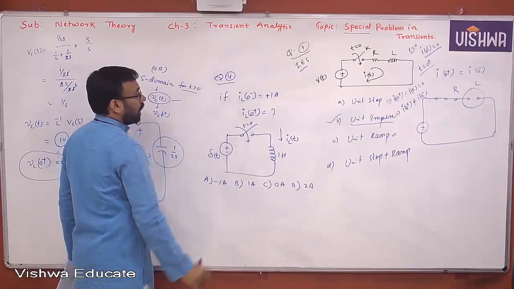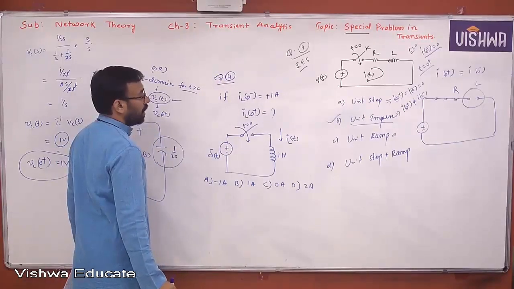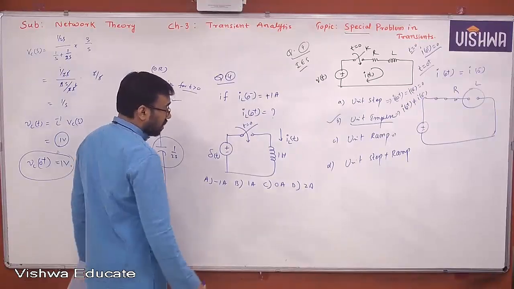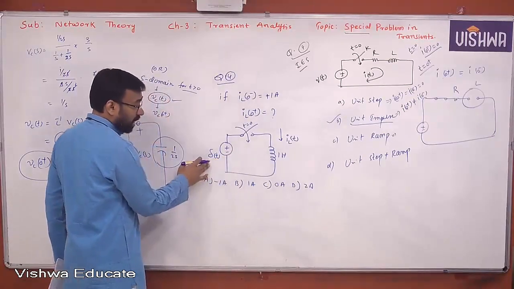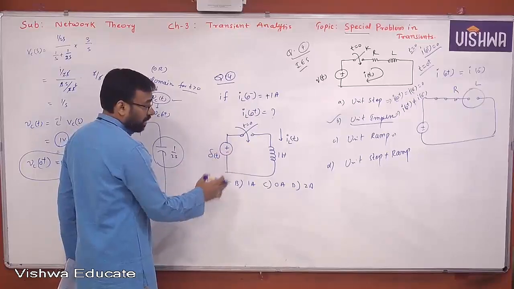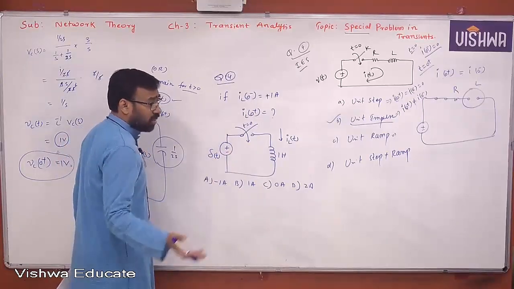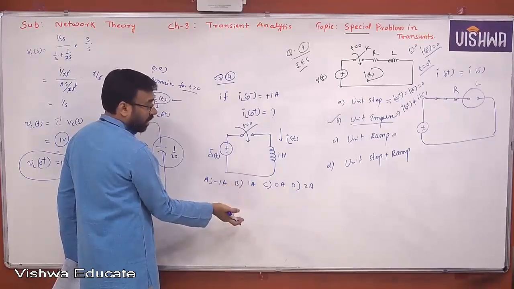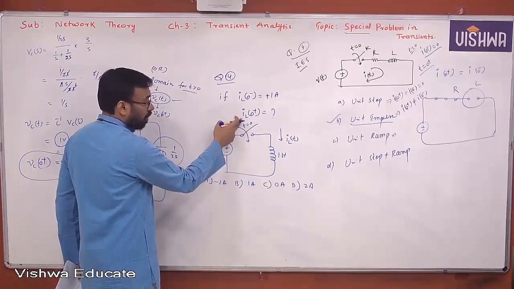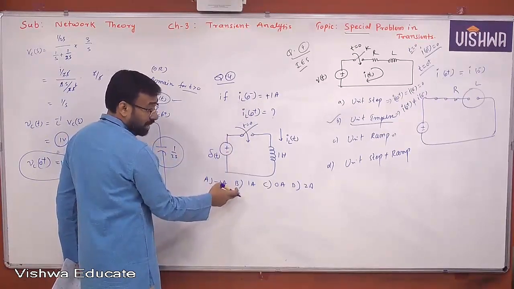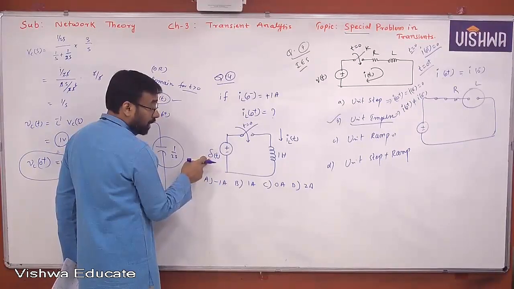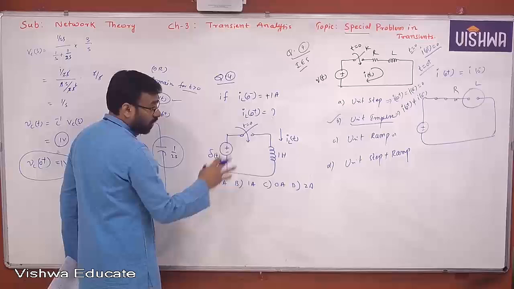Now coming to question number 4. If IL of 0 minus is equal to plus 1 ampere, what is IL of 0 plus? So he's asking 0 plus conditions. So in this case, when impulse is given, definitely IL of 0 plus is not equal to IL of 0 minus. So don't say it is again 1 ampere. It's very clear. Don't say IL of 0 plus is equal to IL of 0 minus. 1 ampere is readily available, but don't go for that option. Because the impulse function is given here, definitely you have to find it separately.